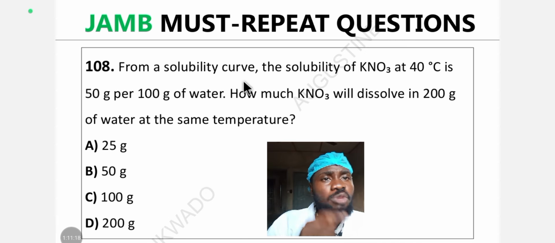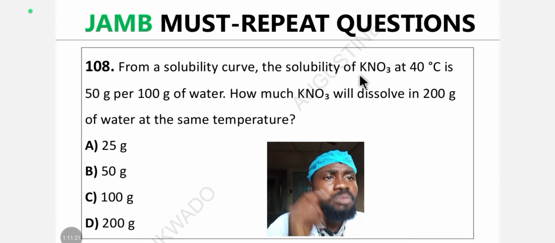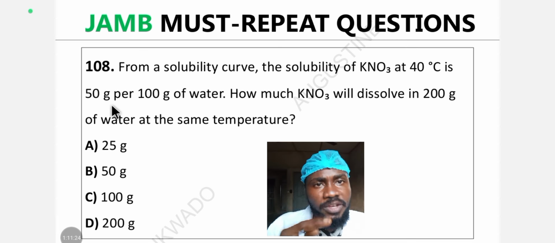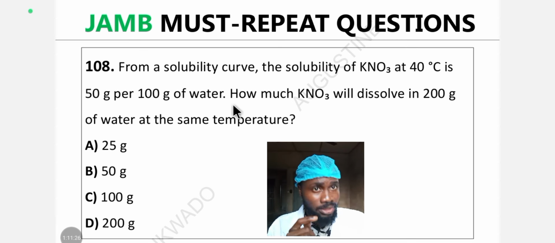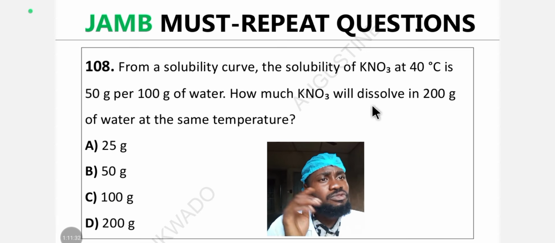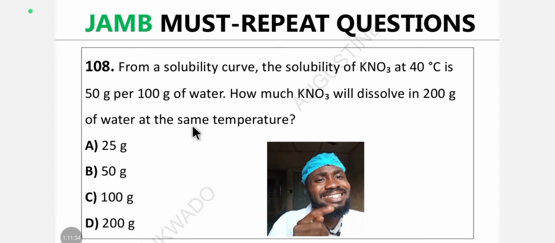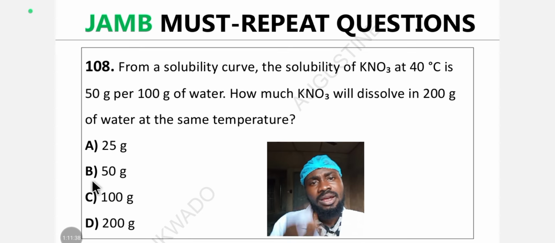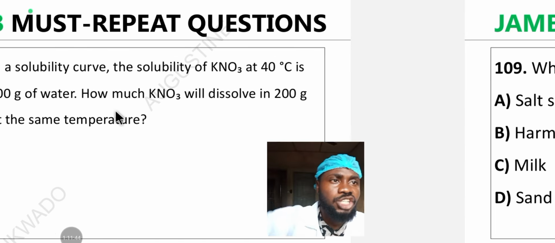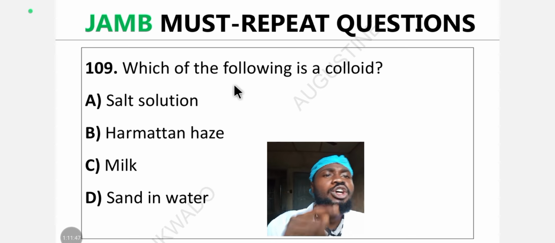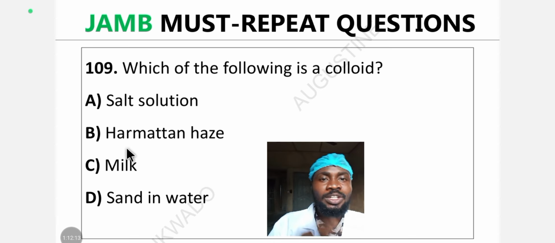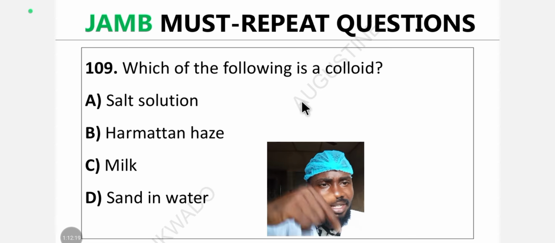Question 108. From a solubility curve, the solubility of potassium nitrate at 40 degrees Celsius is 50 grams per 100 grams of water. How much potassium nitrate will dissolve in 200 grams of water at the same temperature? A. 25 grams. B. 50 grams. C. 100 grams. D. 200 grams. What's the answer? Drop the answer in the comment section. Question 109. Which of the following is a colloid? A. Salt solution. B. Harmattan haze. C. Milk. D. Sand in water. What's the answer? Drop the answer in the comment section.